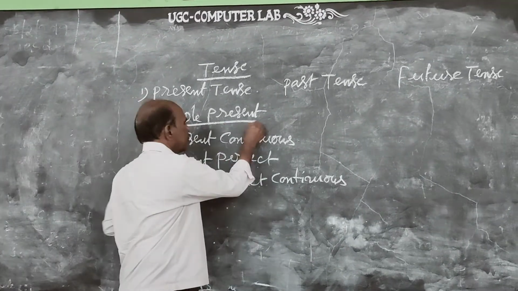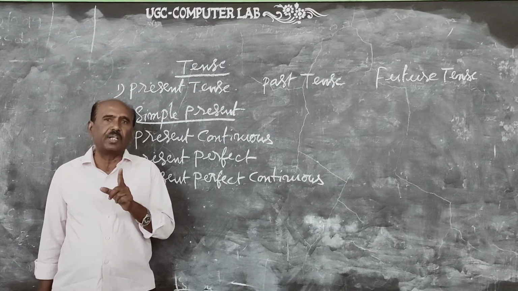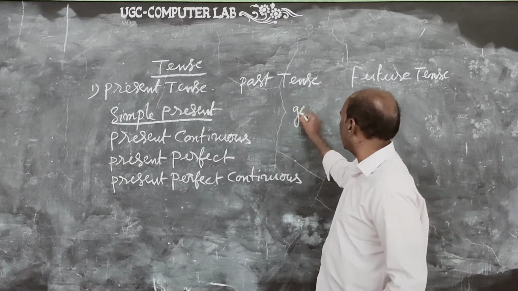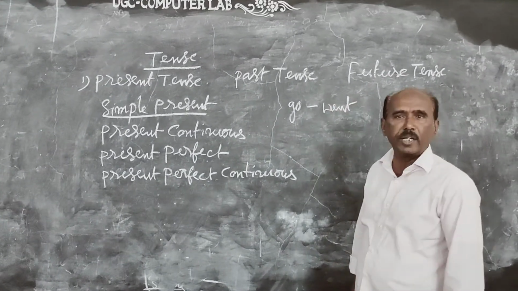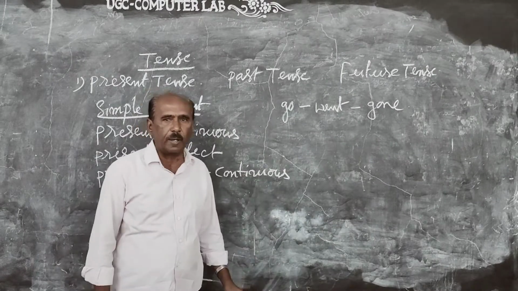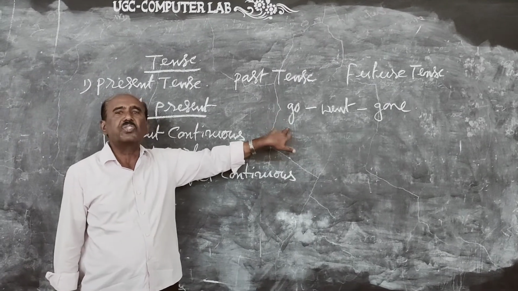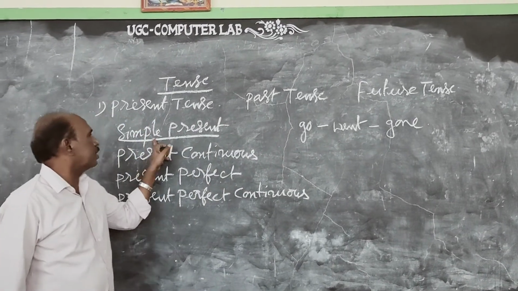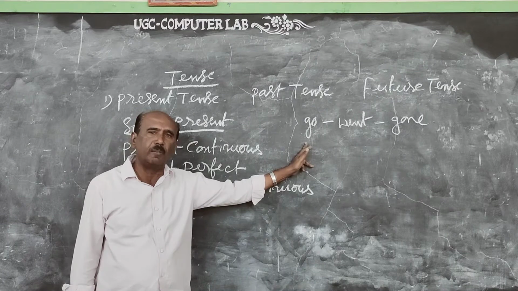Simple present means we have to use present verb. Verb has three forms. For example, if we take the verb go, it is present tense, and the past tense is went. Past participle is gone. Go, went, gone. Like that, every verb has three forms. This first form is present tense, or we say present verb. In simple present, we have to use only present verb. It is very, very important.